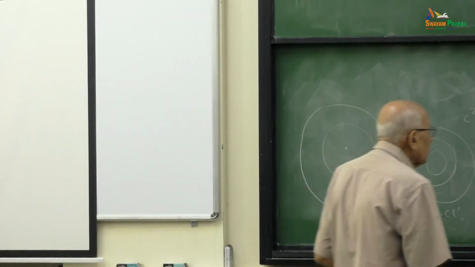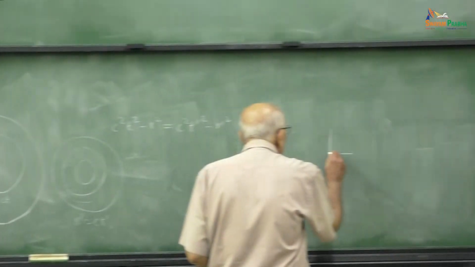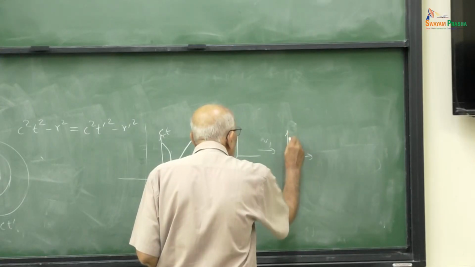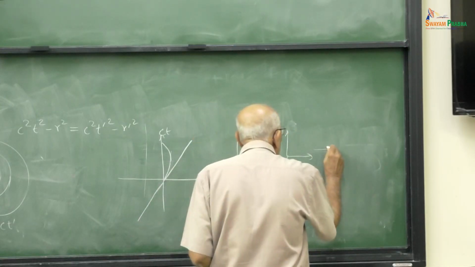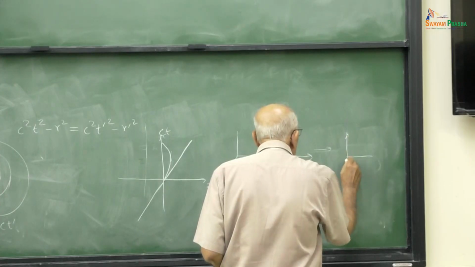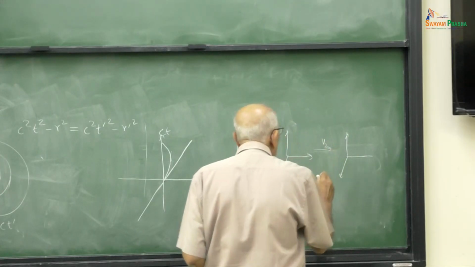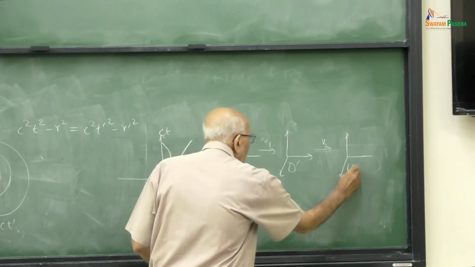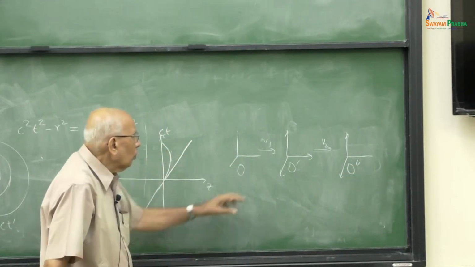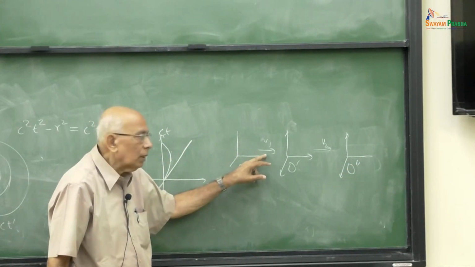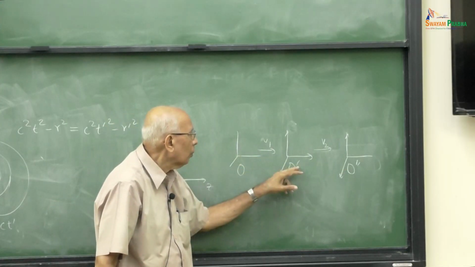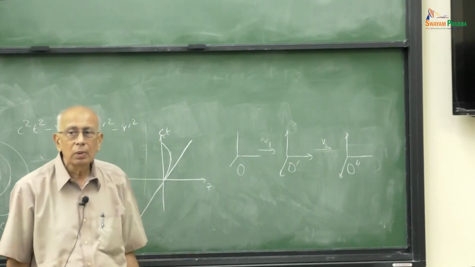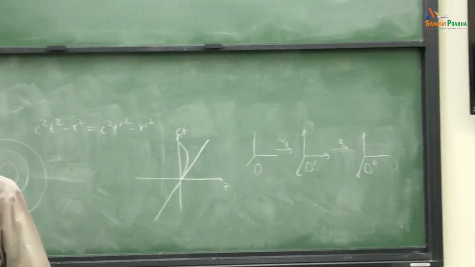So if you have an observer, one observer, and another fellow moving with speed v1 along the x-axis, say, and a third observer moving along the x-axis at v2 with respect to the second observer, so you have an O prime and O double prime. The speed of O prime with respect to O is v1, and the speed of O double prime with respect to O prime is v2. What is the speed of O double prime with respect to O? What would you say?